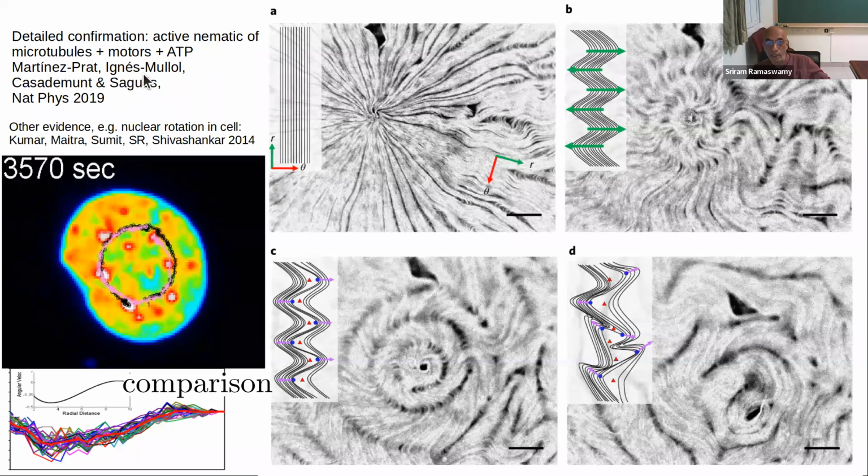These are experiments by the Barcelona group, Francesc Sagués and company, and they observe the instability we predict by templating an active suspension on a background aligned liquid crystal and then watching the instability set in. These are a very special active suspension made of microtubules, molecular motors, ATP, and some depletant to make the microtubules meet each other and produce extensile flow. And they observe exactly the bend instability that we predict.